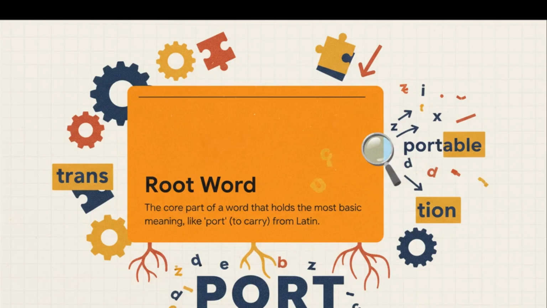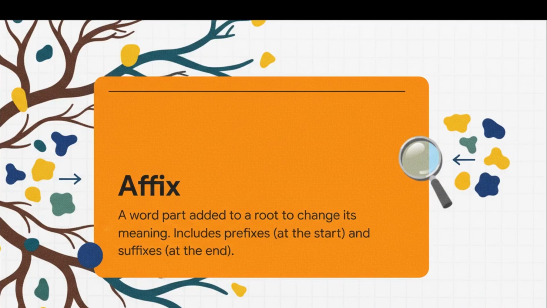So at the heart of every single one of these word puzzles is what we call a root word. This is the absolute core, the main engine of the word's meaning. You know that word transportation we saw earlier? Well, its root is port, which comes from Latin and simply means to carry. That's the foundation right there. But here's the thing. Roots don't usually hang out by themselves. We change their meaning by sticking other little parts onto them, either at the beginning or at the end. These little additions are called affixes, and they're the two main keys to cracking this whole code.